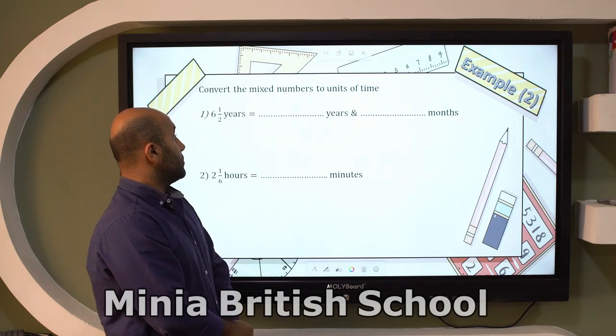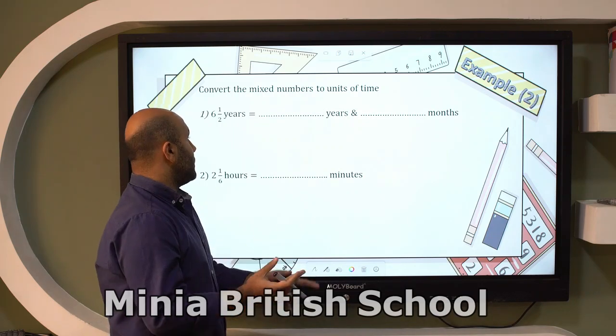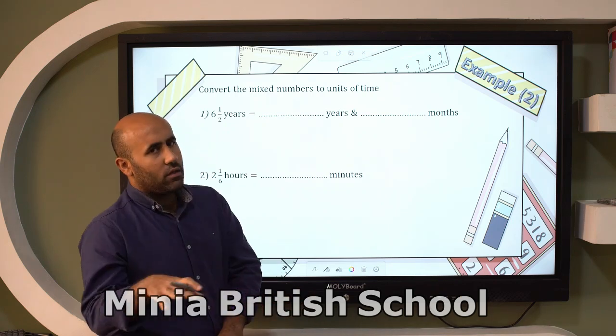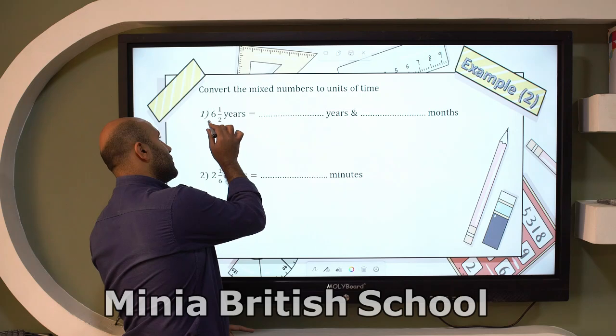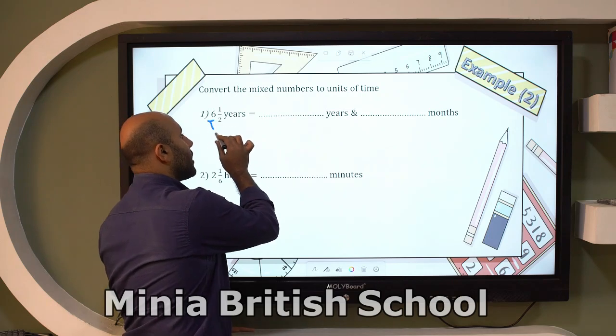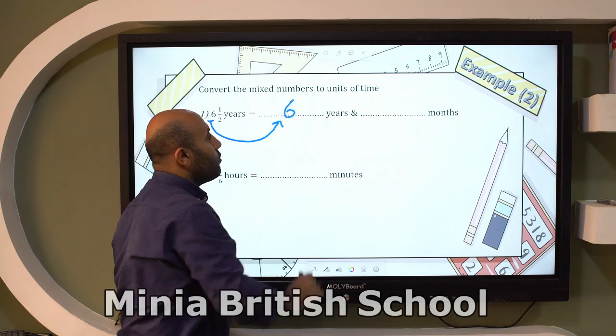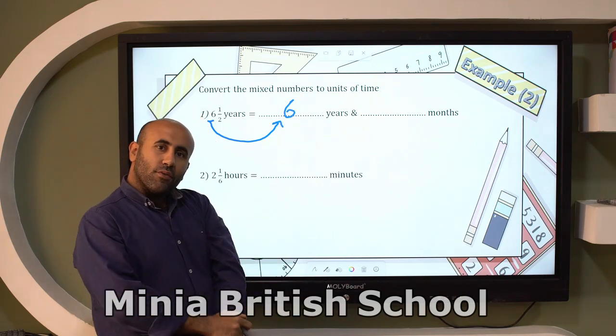6.5 years. So what does it equal in years and in months? Well, 6 is the whole number, so that means a complete and whole 6 years. What about the number of months?